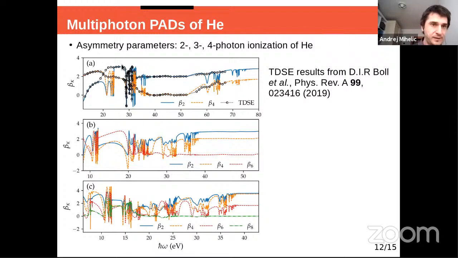And again, there are some differences, but those differences can be easily attributed to the broadening which comes in because of the finite pulse duration, because the values that were extracted in this article were extracted actually from the wave packet.